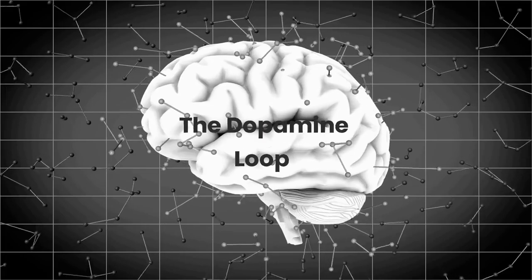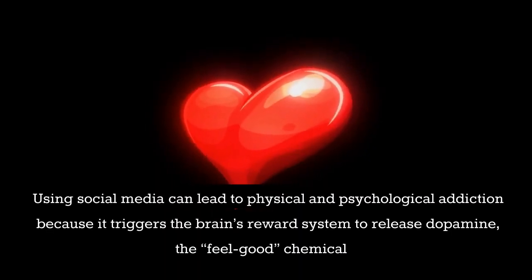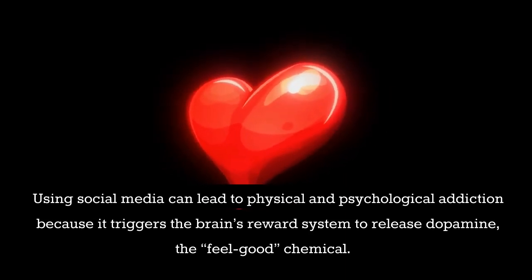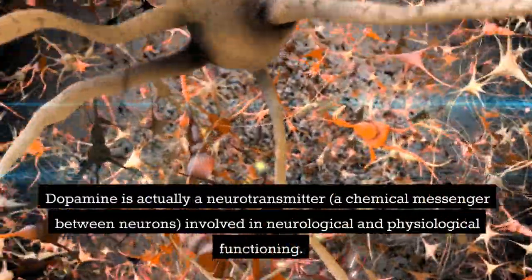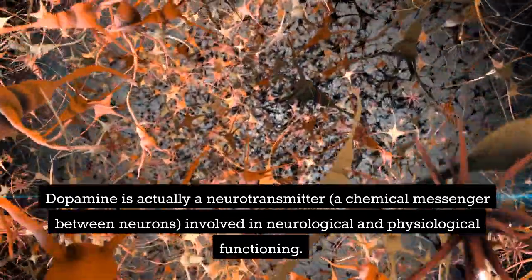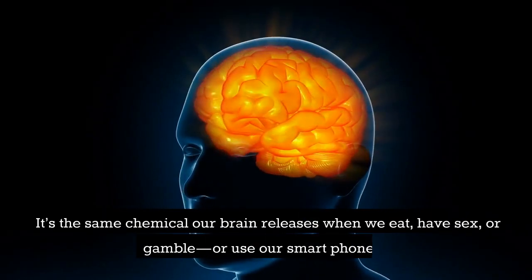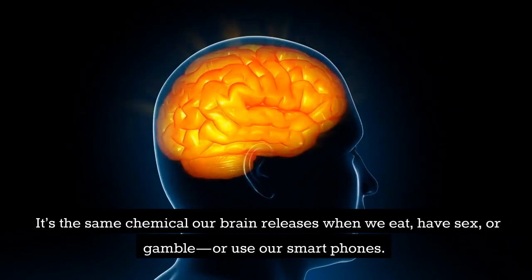The dopamine loop. Using social media can lead to physical and psychological addiction because it triggers the brain's reward system to release dopamine, the feel-good chemical. Dopamine is actually a neurotransmitter, a chemical messenger between neurons, involved in neurological and physiological functioning. It's the same chemical our brain releases when we eat, have sex, or gamble, or use our smartphones.